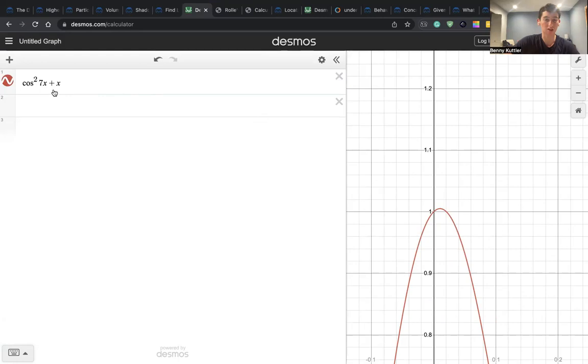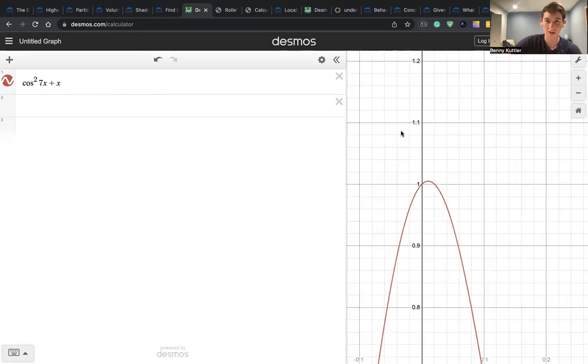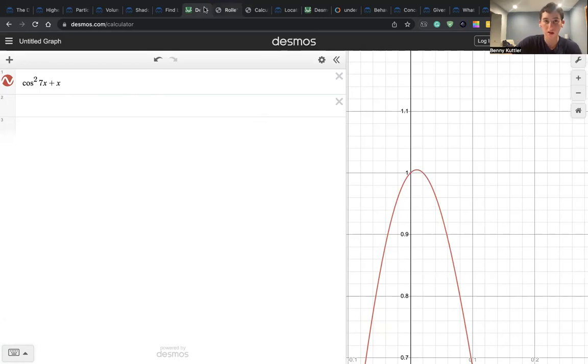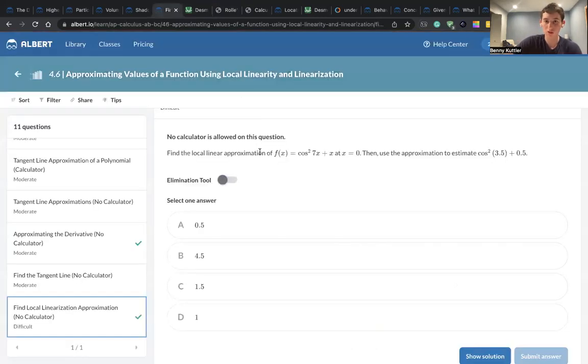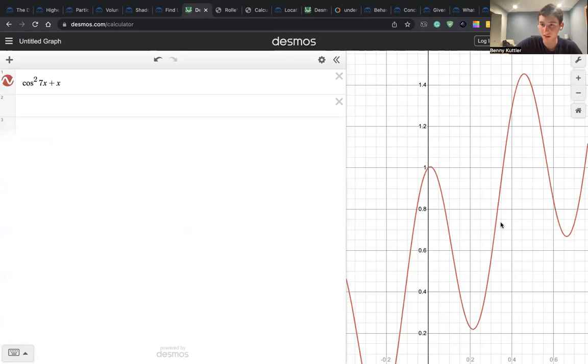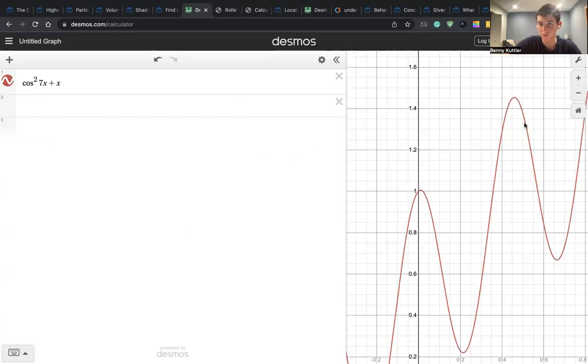So here we have cosine squared of 7x, and we're finding the linear approximation of this at x equals 0, then using that to find the value of the function at x equals 0.5. So we're trying to find this value around here. We're trying to find this without this graphing calculator.